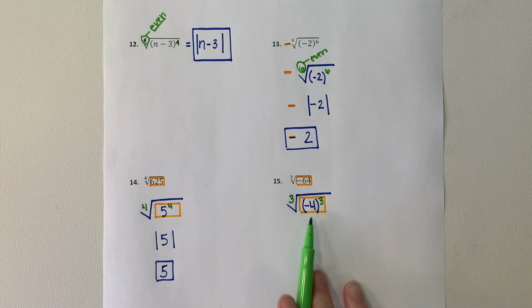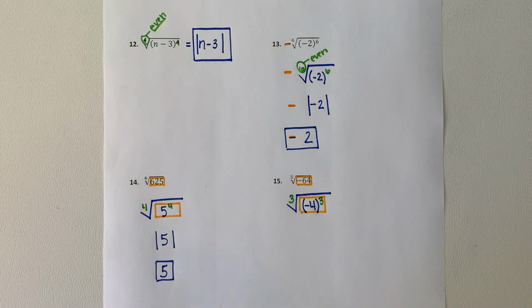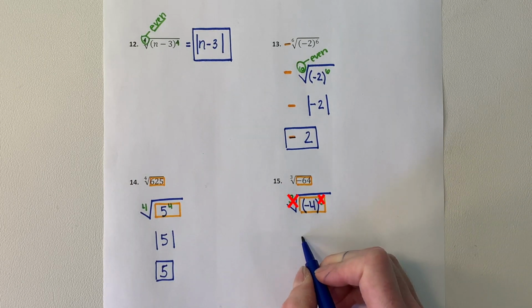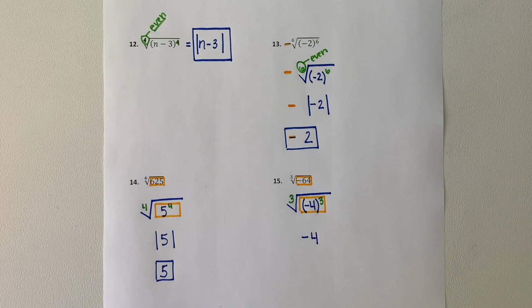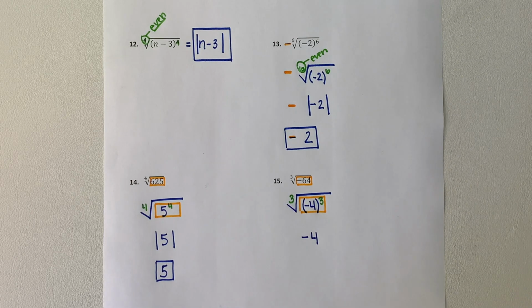So these are equivalent expressions here. Negative 4 cubed is the same thing as negative 64. But by rewriting negative 64 this way, we now can apply that rule. These two numbers match, so they cancel. The cubed root cancels the cubed power because they're inverse operations, and that leaves us with negative 4. Now, do we need absolute value bars around our answer? No, because when the index is odd, you do not put absolute value bars around your answer. So our final answer here is negative 4.